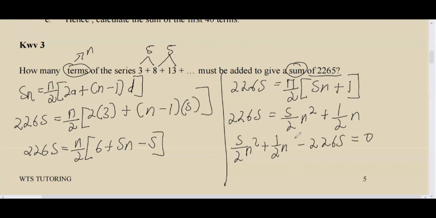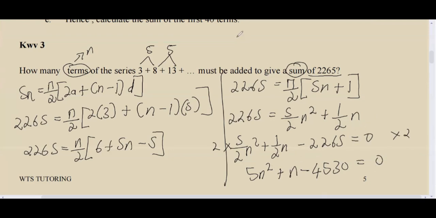Now, all we need to do here is multiply both sides by 2 in order to get rid of this fraction here. So 2 multiplied by this 2 here, we end up with 5n squared. Then if we multiply this 2 with this there, we end up with n. And then this 2 multiplied by the 2,265, it's giving me 4,530, then equal to 0, because 0 multiplied by 2 is just 0, right?